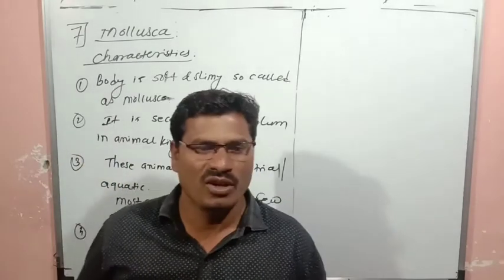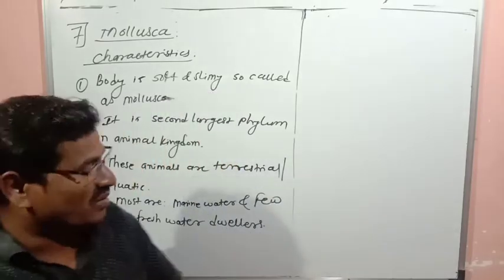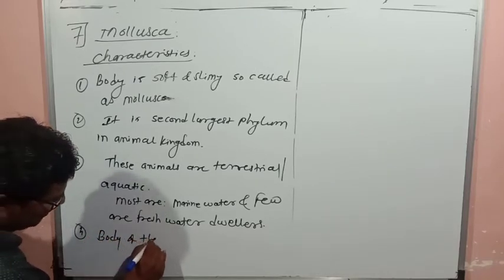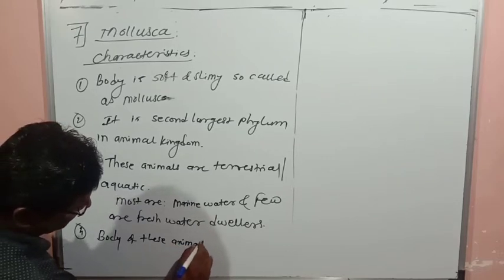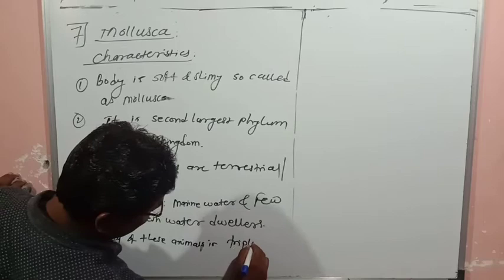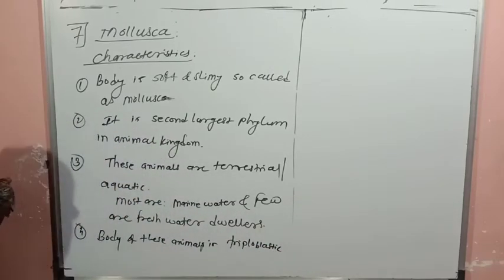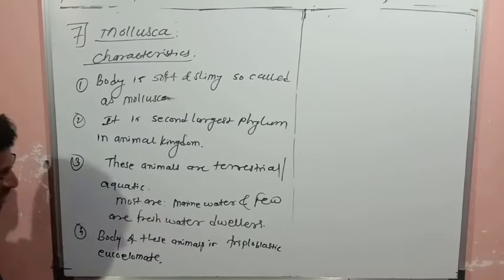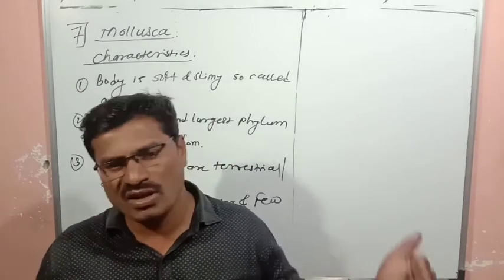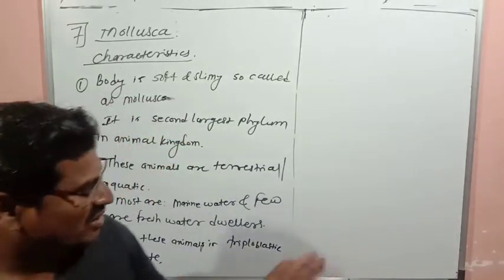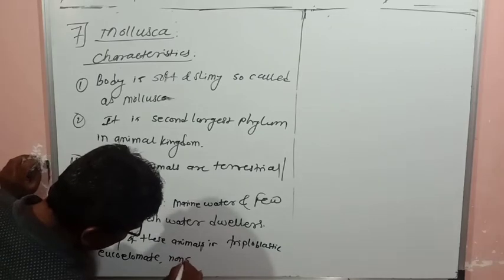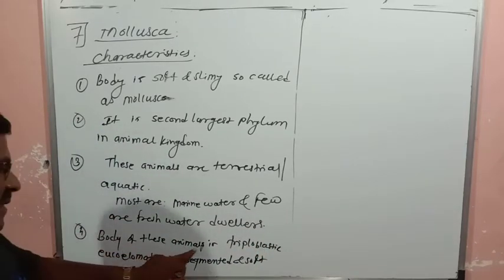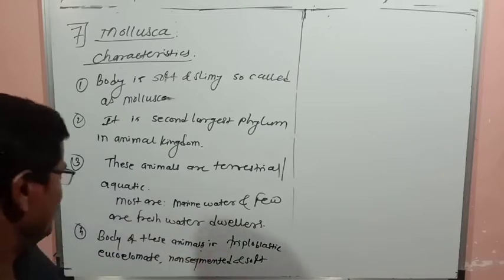Fourth point: the body of these animals is triploblastic, again eucoelomate, and one more thing, non-segmented and soft. Triploblastic, eucoelomate, non-segmented and soft.